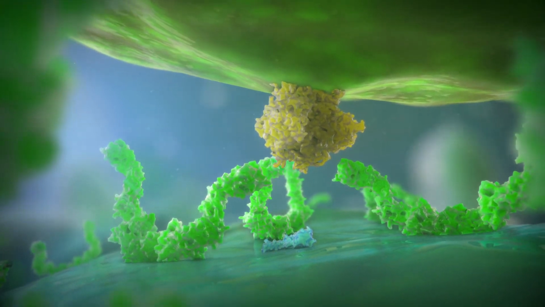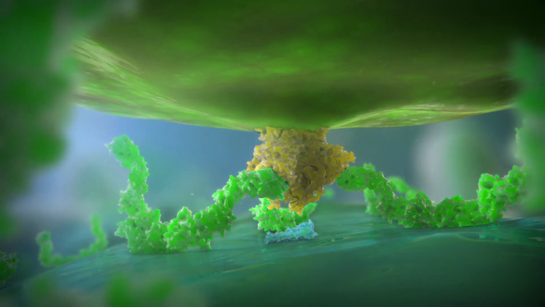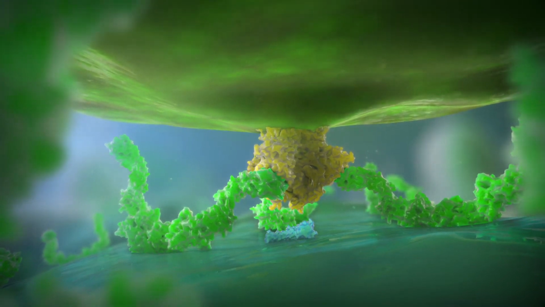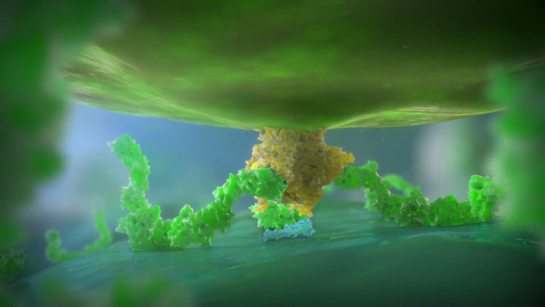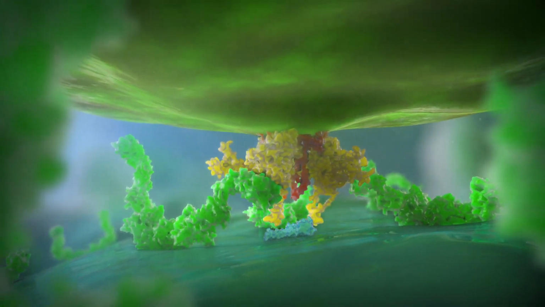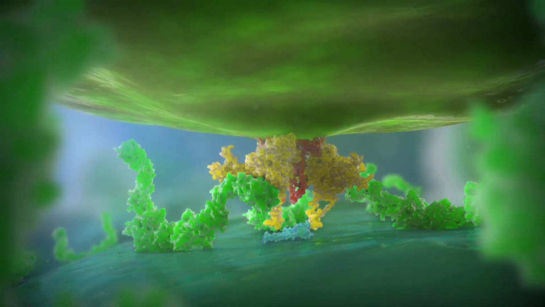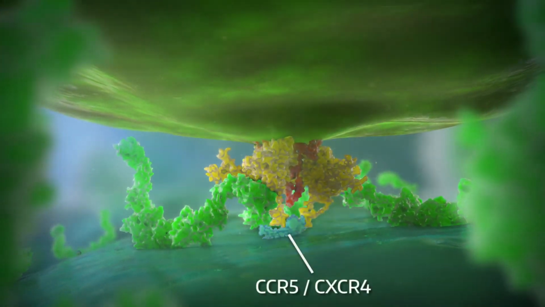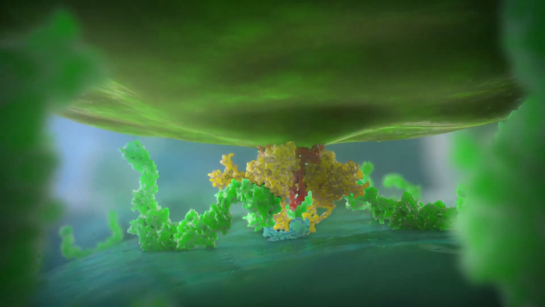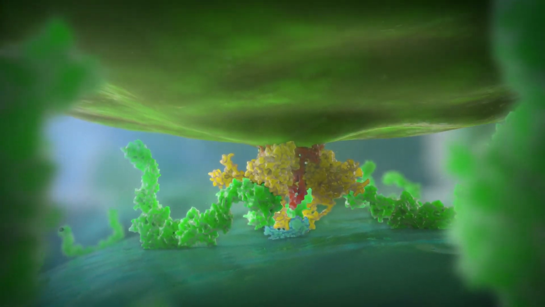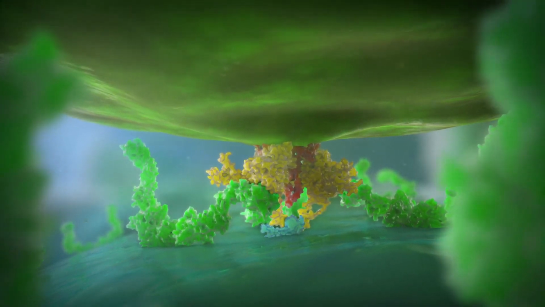Viral entry begins when the GP120 active site binds to the D1 domain of CD4. This binding causes a structural shift in the envelope glycoprotein, exposing a second active site of GP120. This second active site then binds to one of 2 co-receptors on the T cell surface, CCR5 or CXCR4. The required co-receptor depends on the genetic strain of HIV.